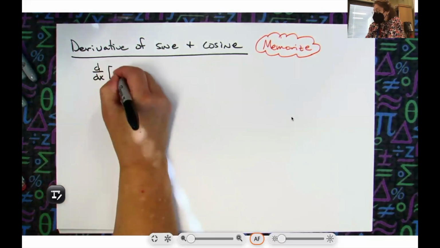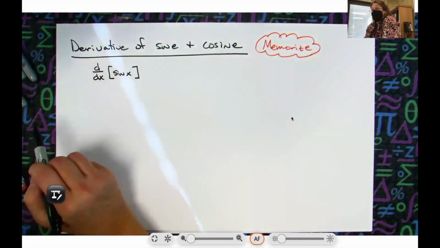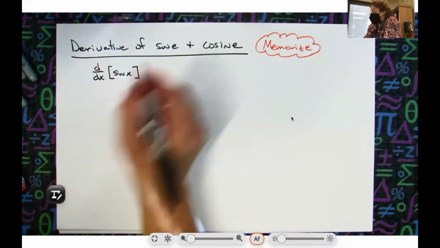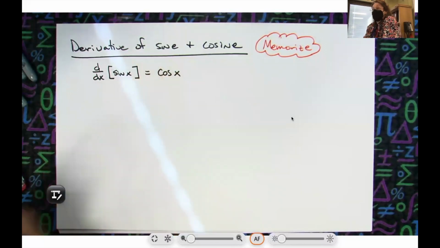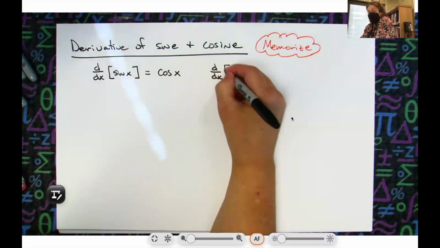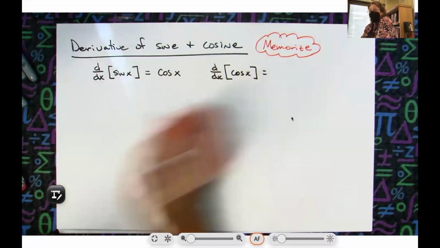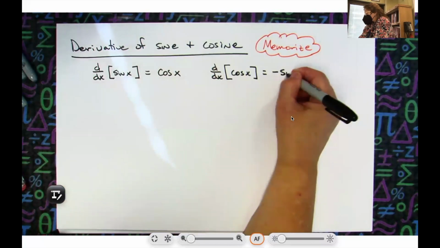of sine x. Okay, so that's saying I'm going to take the derivative of sine x with respect to x. All right, sine x. This one, the answer is going to be cosine x. Okay. Second one that we're going to introduce today, d/dx. So I'm taking the derivative with respect to x of cosine x. And this one is going to be negative sine x.